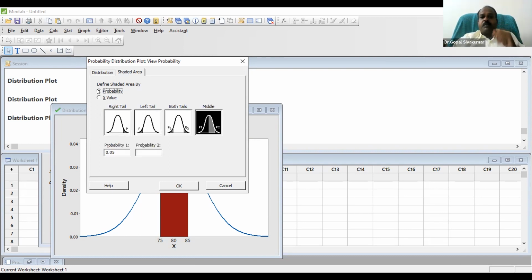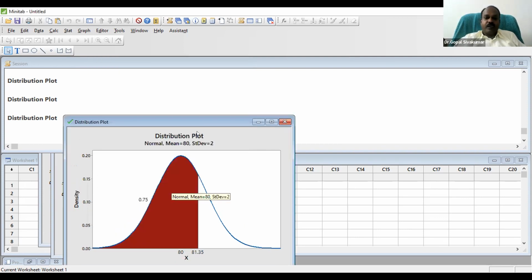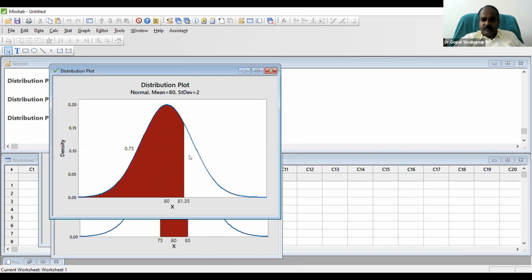Now I know the probability. I click Probability. I also know the left side is 75. Now I should declare the probability so that Minitab will tell me the x value. How much is the probability I should type here? 0.75. When I type 0.75, Minitab will give the value of the line. Let me give OK. Can you tell me what is the line which is called quartile 3 here? 81. Do you all understand the meaning of quartile 3?